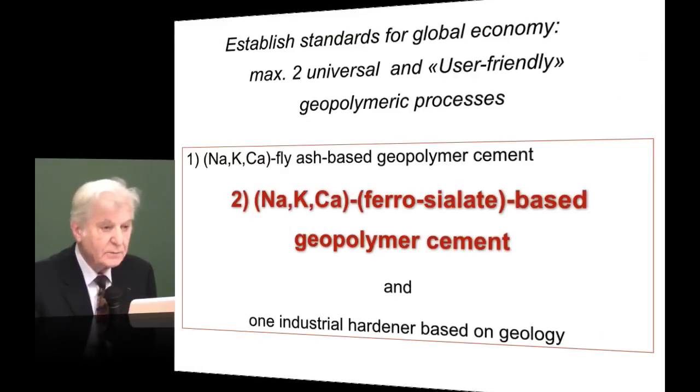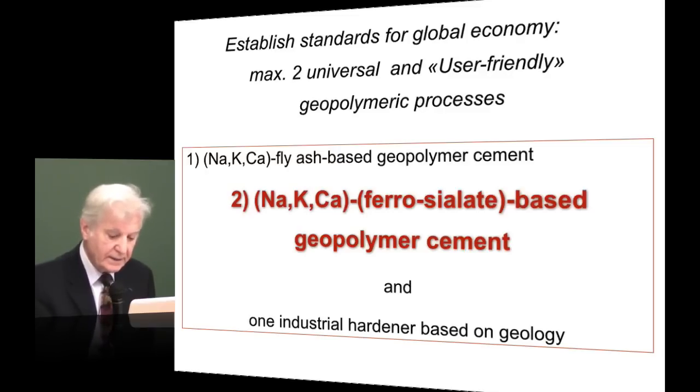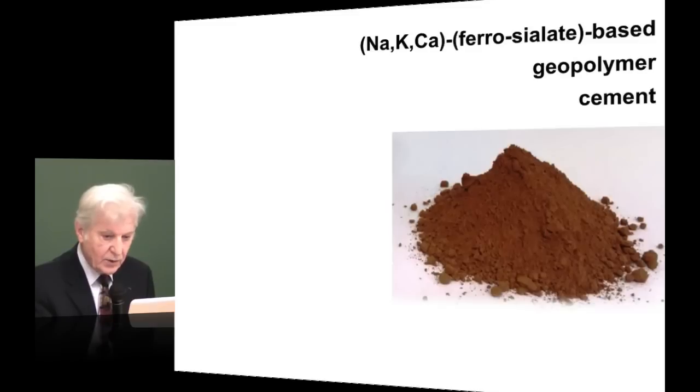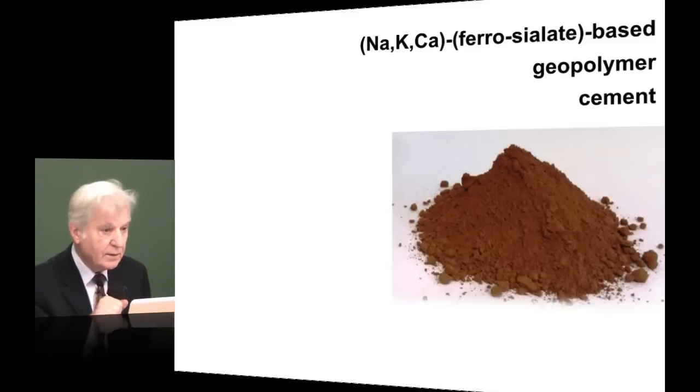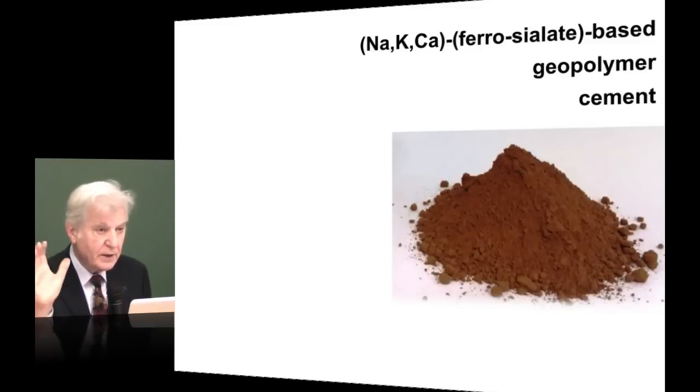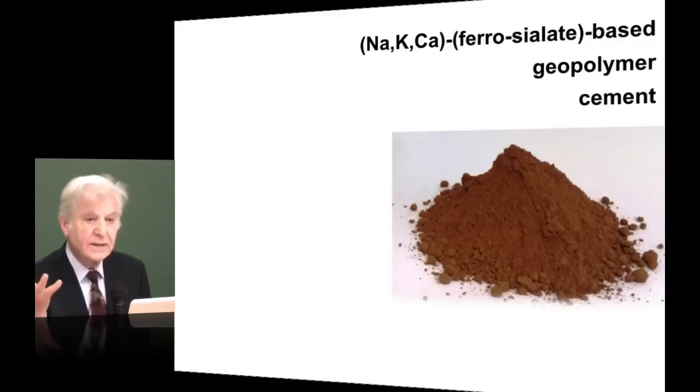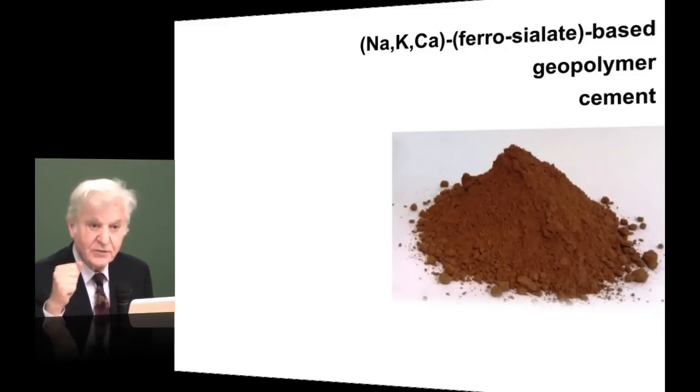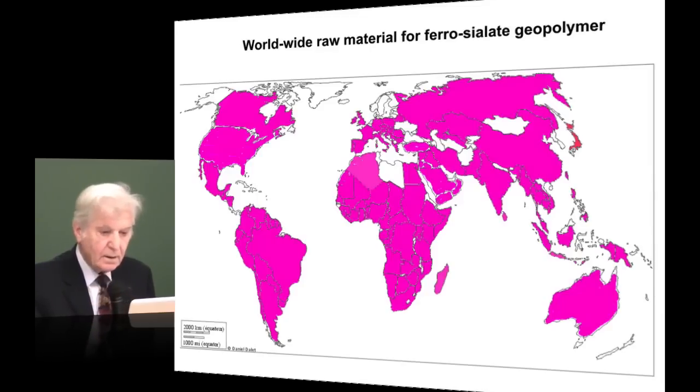So the second material is the sodium-potassium calcium ferrosilicate-based geopolymer cement. This is the one that is red in color. The slag fly ash base, when it is done properly with the raw materials, is white. And this one is red. This is something that is also interesting. This raw material is available worldwide, so this is why I want to introduce it.